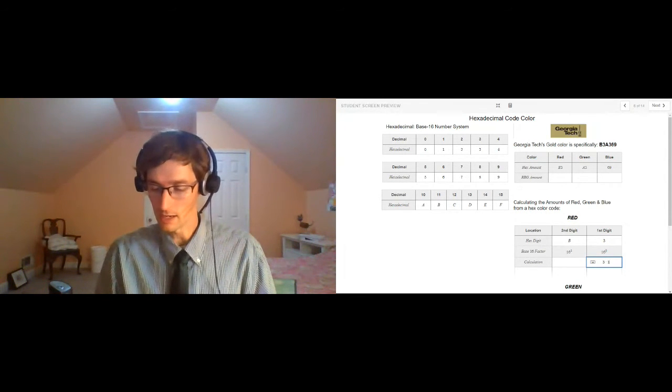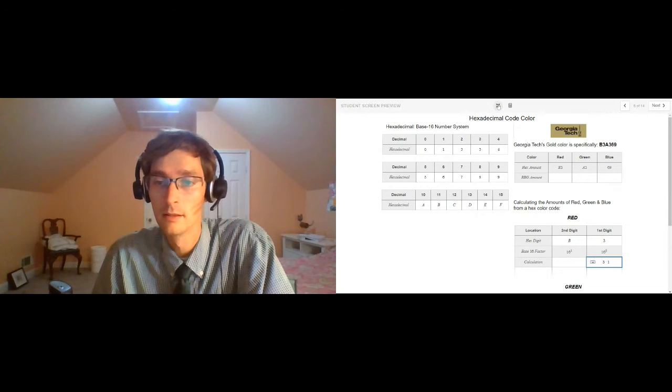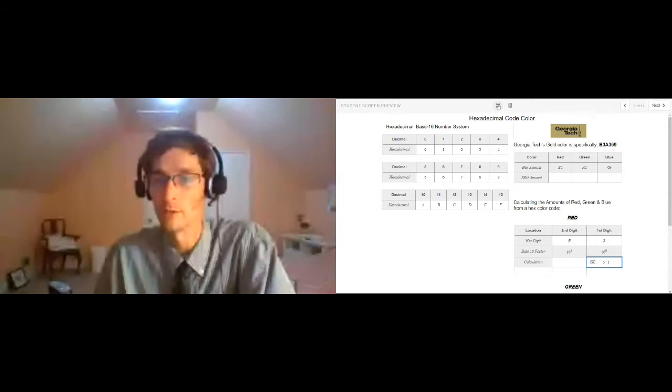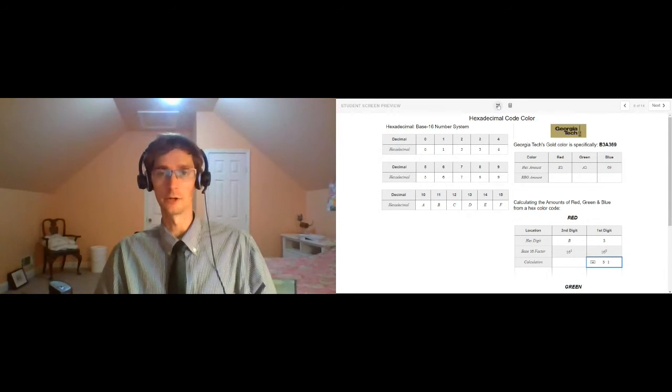You can type it in your keyboard, or there's this little keyboard icon you can click on. If I click on this keyboard icon, I can actually type calculate. So I have 3 times 1. Now, I can't type in B times 16. Oh, I forgot to ask, what's 16 to the first power?